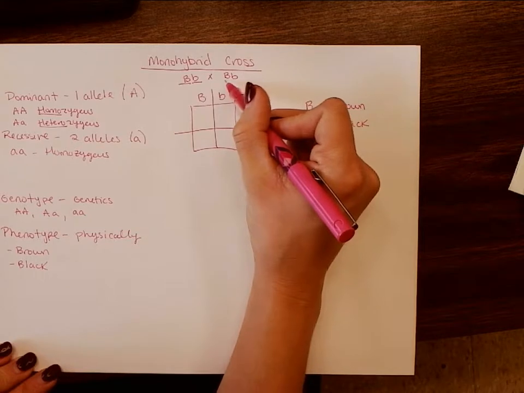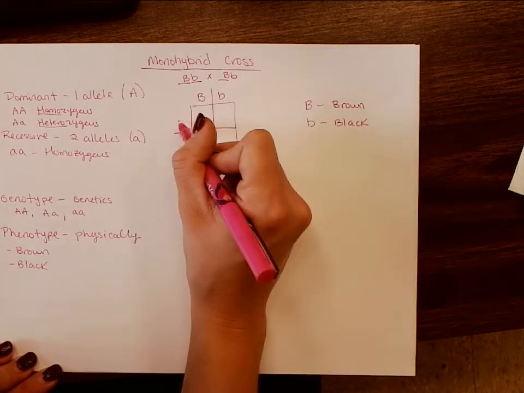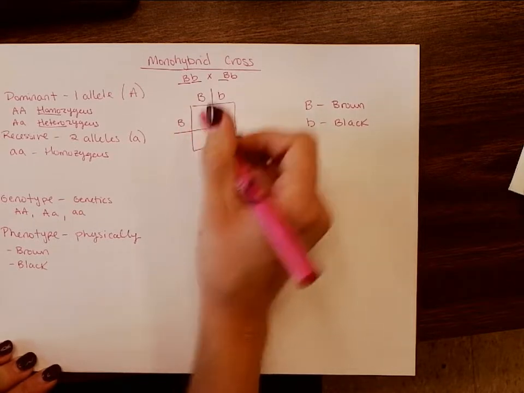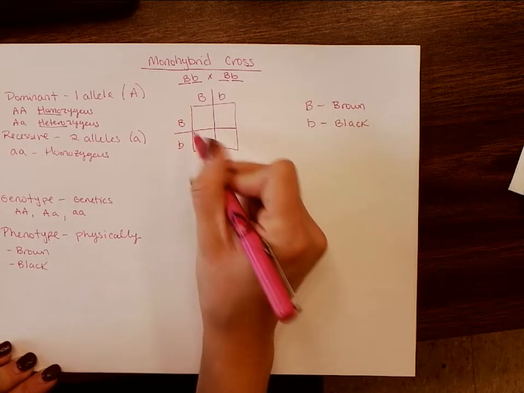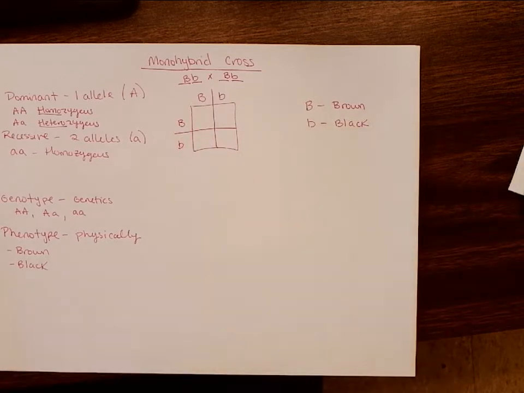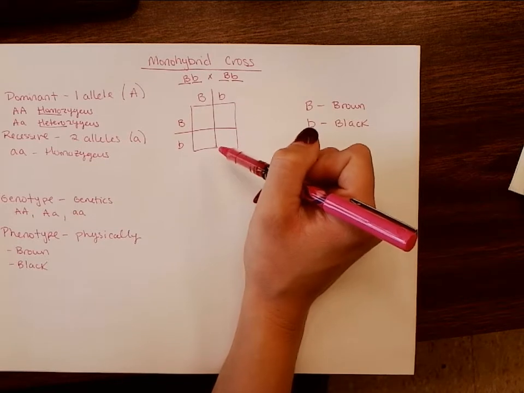I'm going to do the same thing to separate my second parent. It could pass along a capital B, or the dominant trait, or it could pass on the recessive trait. So I'm going to separate the alleles. What we're going to do now is combine the alleles, and that's what we're going to do inside each of these boxes.